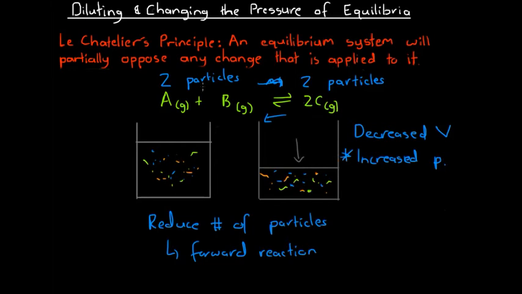If we have the same number of particles here and here, then nothing happens to the equilibrium when we change the pressure of our container. So changing the volume of a gaseous mixture is one way to change its pressure. However, there is one other way that we need to consider.